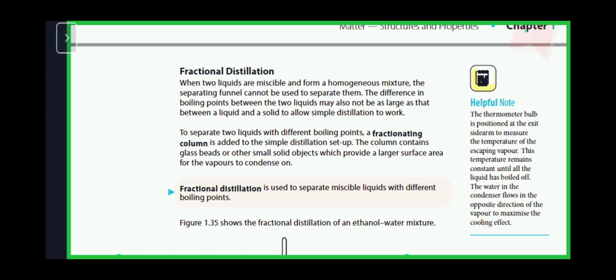Now, to separate two liquids with different boiling points, a fractionating column is added to the simple distillation setup. The column contains glass beads or other small solid objects which provide a larger surface area for the vapors to condense on. So now tell me, what is the purpose for adding glass beads?